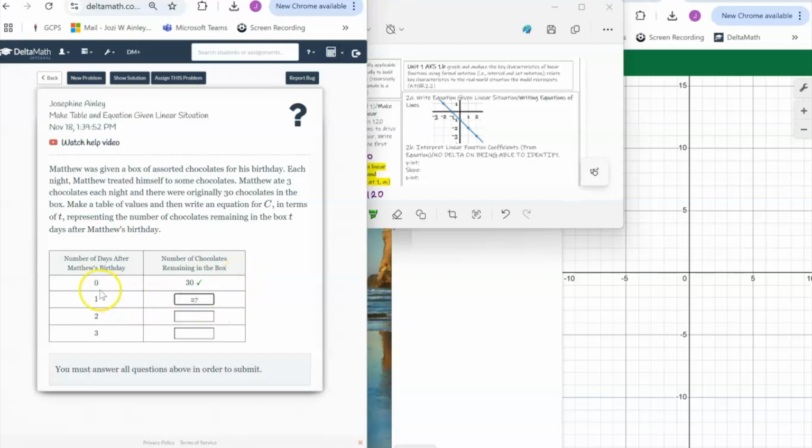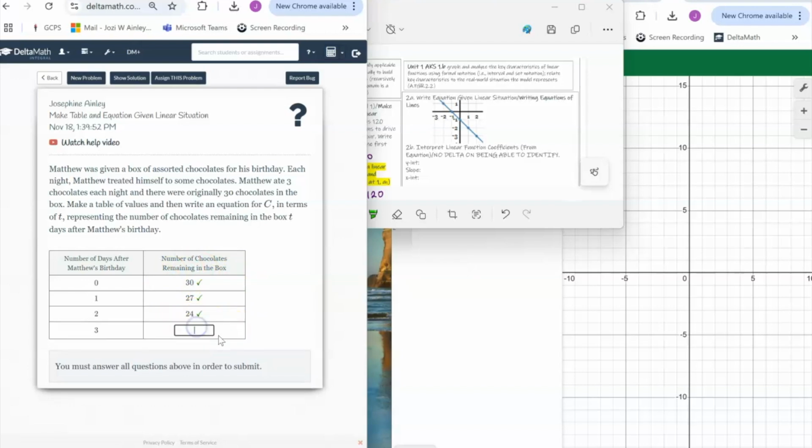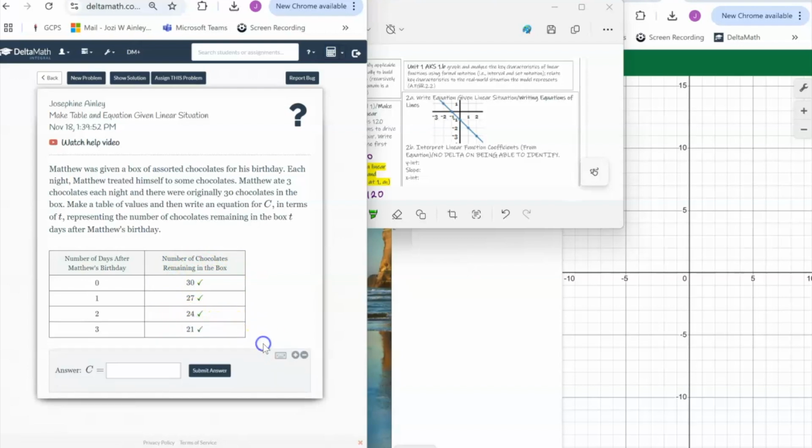So after 1 day, it's at 27. And this is going to check you every single time. Next day he eats 3 again, so it's going to be 24. Next day he eats 3 again, so it's going to be 21. So again, just be careful in terms of what you're writing or what the question is asking. So if it's asking for a linear function, we start at 0. If it's asking for arithmetic, we start at 1.